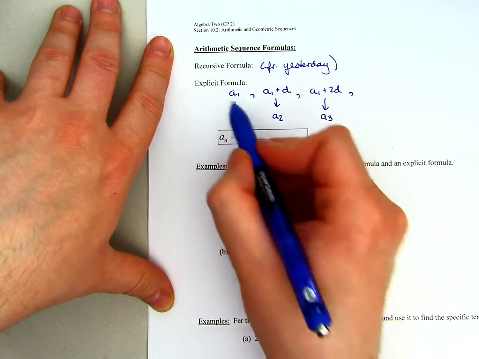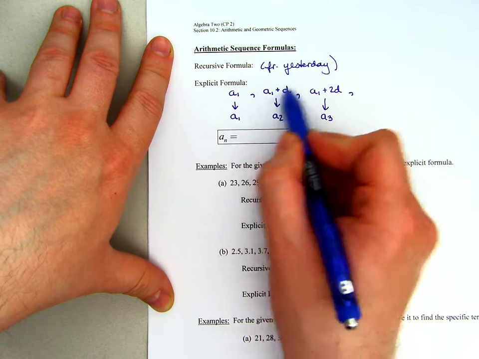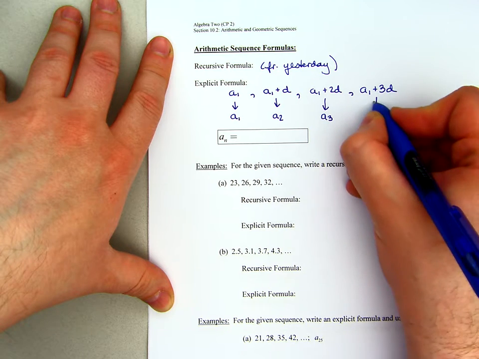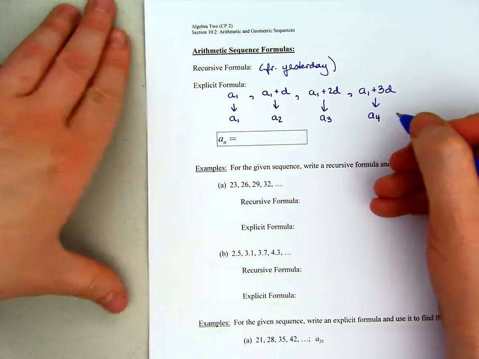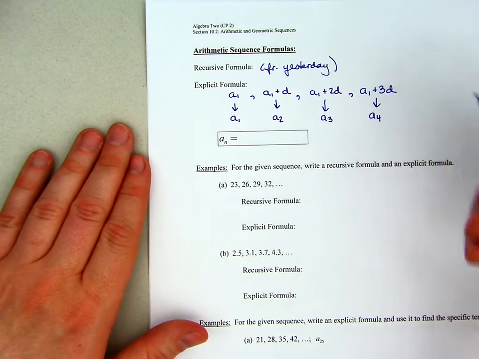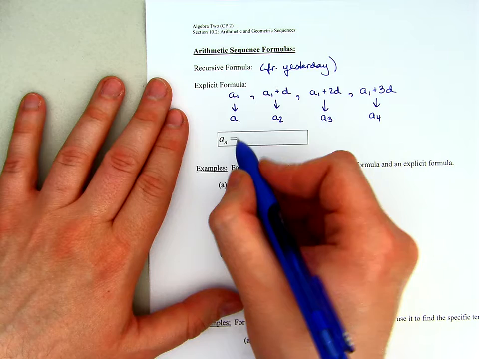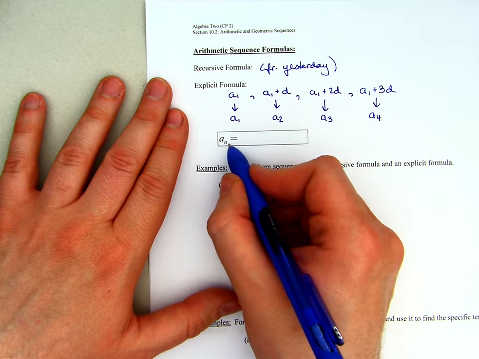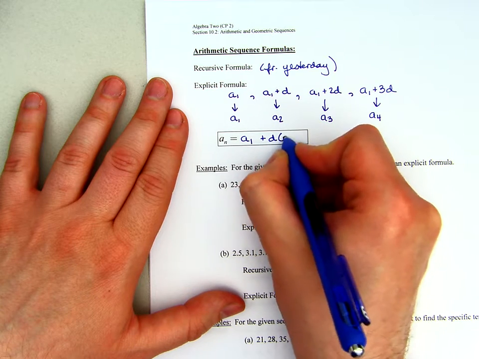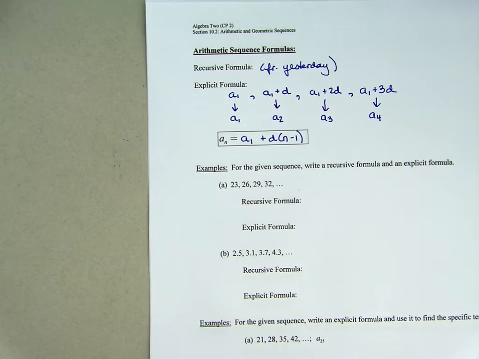To get to the next term, we're going to take our starting term of a1 and add our common difference one more time, a1 plus 3 common differences. To get to the 8th term, we'll take the first term and add 7 common differences. To get to the 20th term, we'll do a1 plus 19 common differences. And to get to our nth term, we're going to take the first term and add our common difference n minus 1 times. Our formula we're going to use for any arithmetic sequence is an equals a1 plus d times n minus 1.